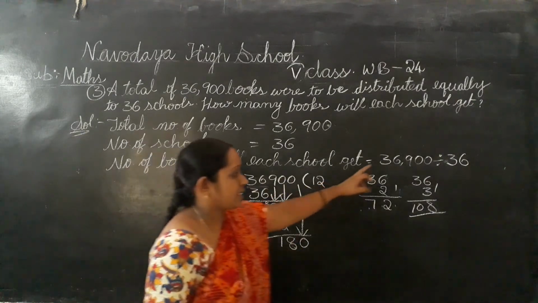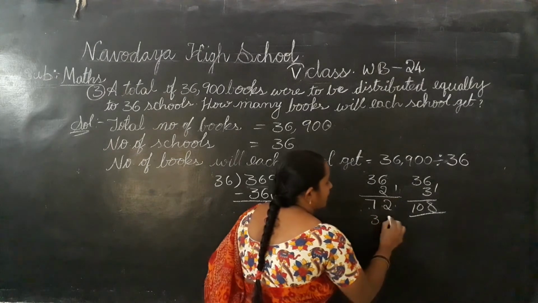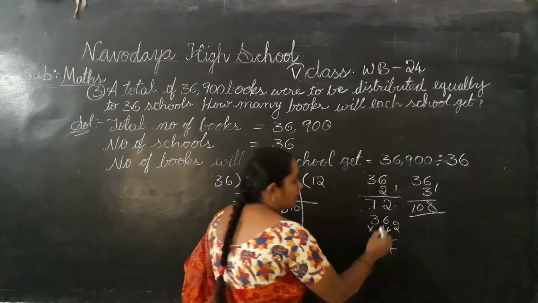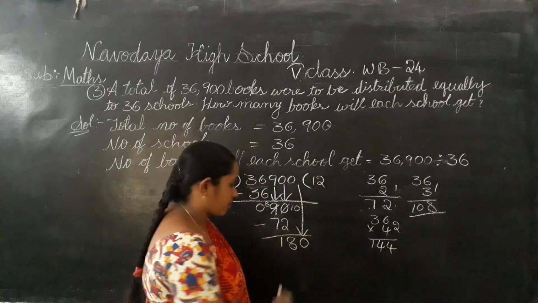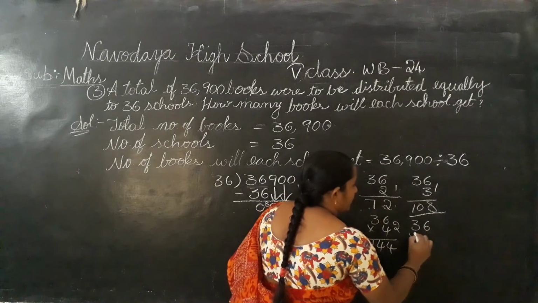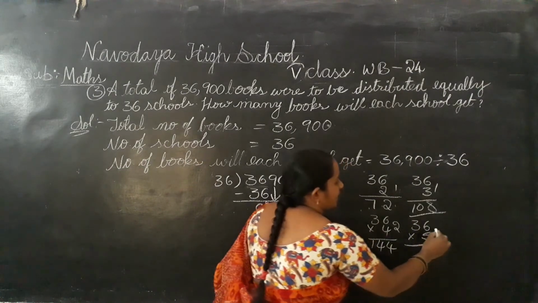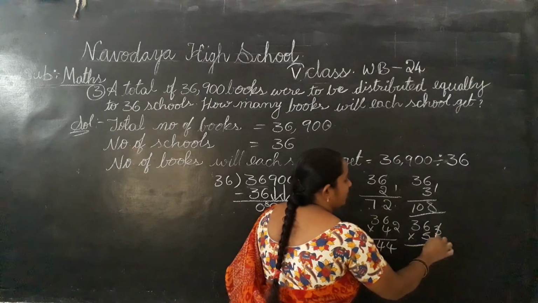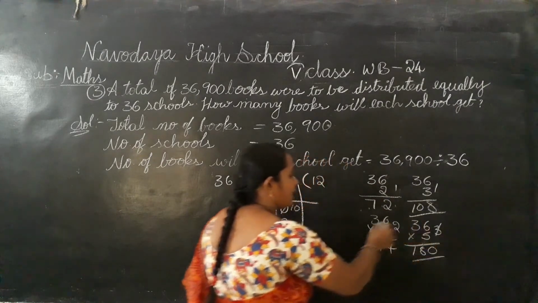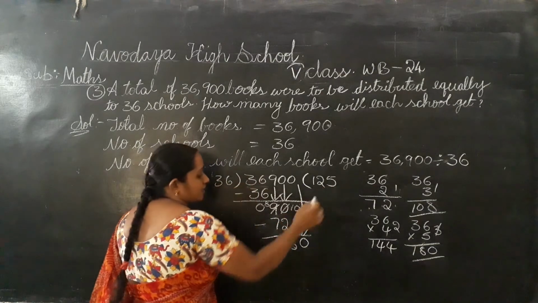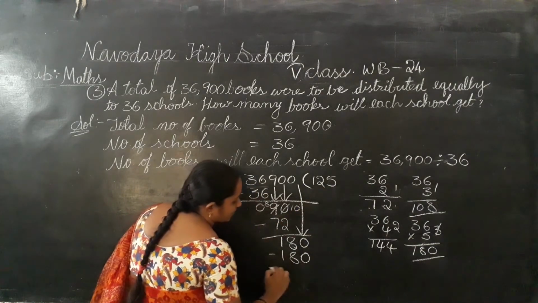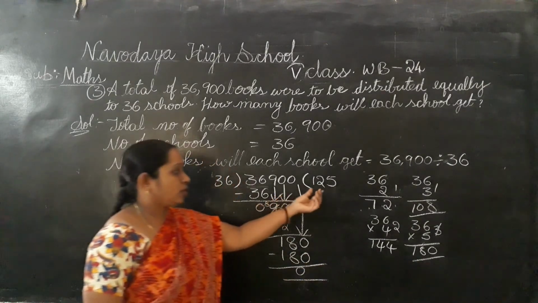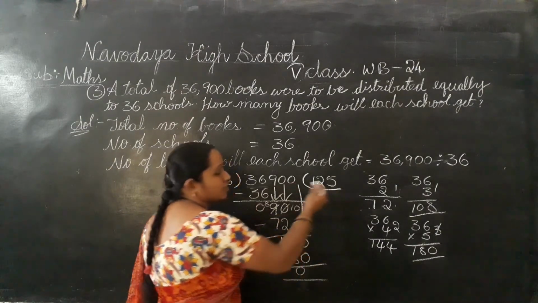180. 36 threes are 108. 36 fours are 4 6s are 24, 4 threes are 12, 12 plus 2, 14. 144. We want more. Again multiply with 5. 36 fives are 5 6s are 30, 5 threes are 15, 15 plus 3, 18. 180. How many times? 5 times. 36 fives are 180. Subtraction, 180 minus 180, 0. So each school gets how many books? 125 books.